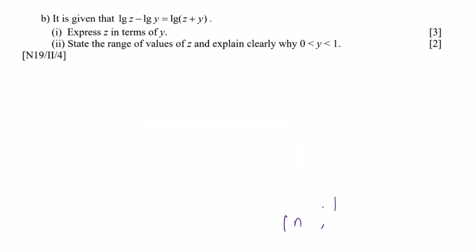Right, let's look at part B. For part B, we're given another logarithmic equation. In this case, I'm supposed to express z in terms of y. It means that I have to get rid of my log, which means I have to apply the laws we've learned. So there's a misconception here. This is not equal to log z plus log y. Okay, it is not equal to that. What we can do is apply the quotient rule here.